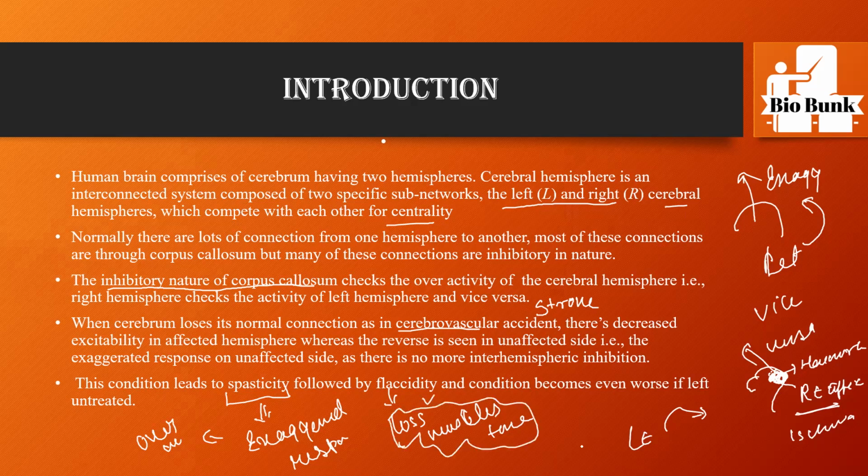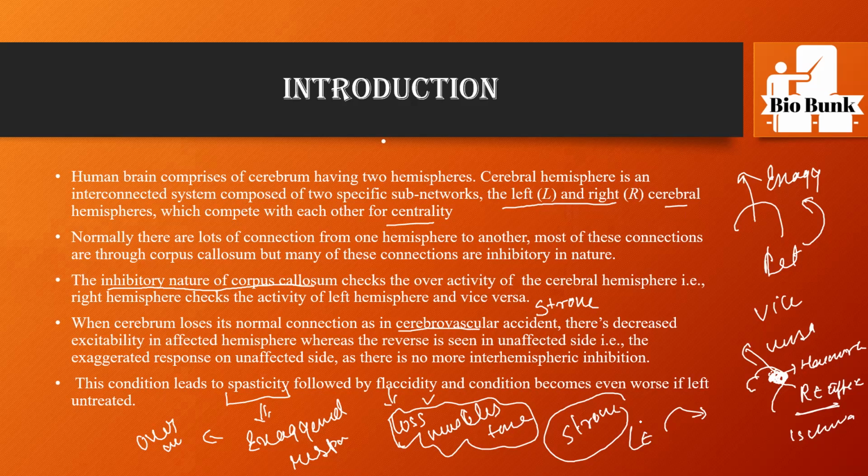So we understood what is happening in case of stroke. The part which is infarcted is paralyzed; that area is not functioning well. When the right part is infarcted, the left part shows an exaggerated response because the right is not inhibiting anymore, so the left can do whatever it wants. So if the right is infarcted, the left is exaggerated and the right is flaccid. This is the problem.